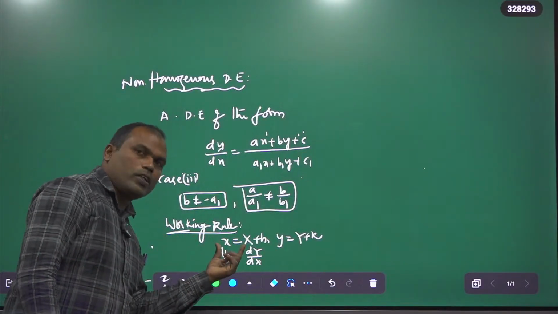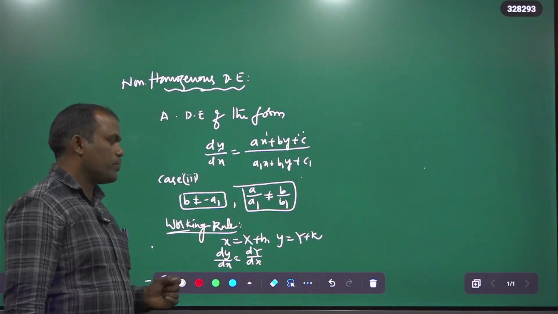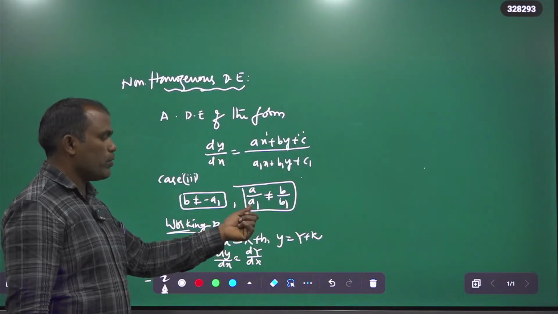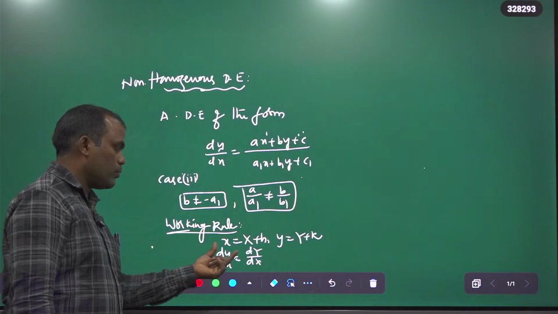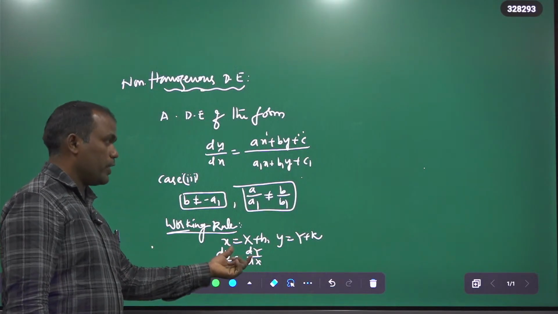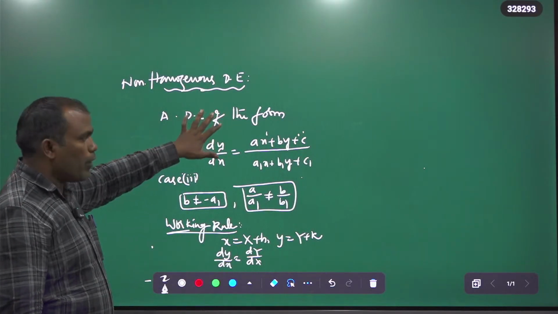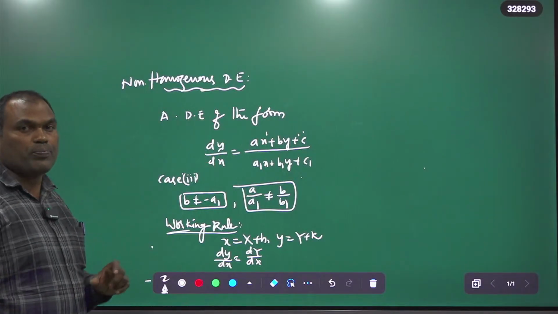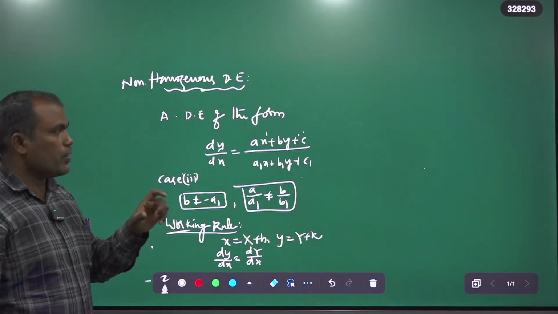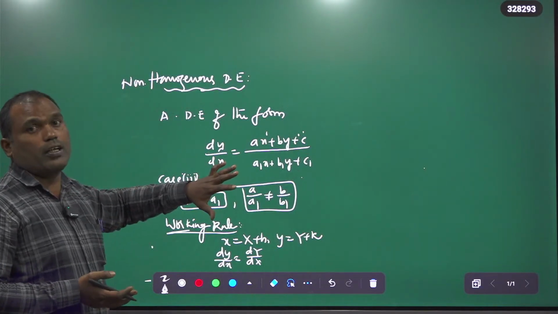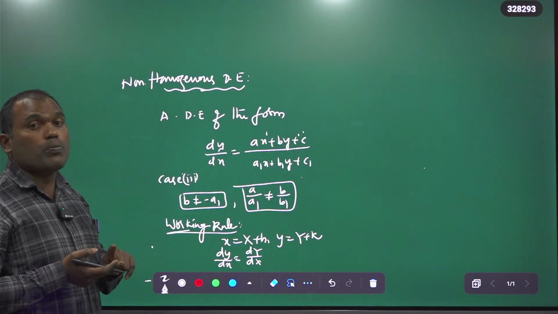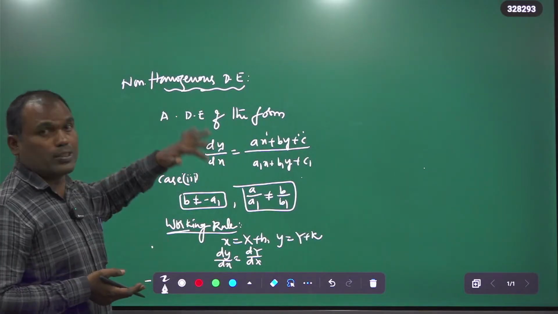In place of small x, you have to write capital X plus h. In place of small y, we should write capital Y plus k. In place of dy by dx, we should write capital dY by dX. Then substitute in the equation. After simplification, we equate the constant terms. After solving, we get some h and k values. Again, we get a homogeneous differential equation after simplification.